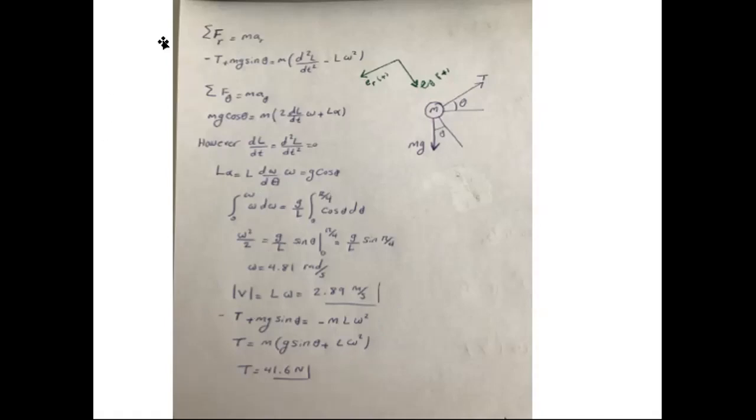From Newton's second law in the radial direction, we find this equation. We have to substitute omega into this equation and find the tension in the string. T is 41.6 newtons.